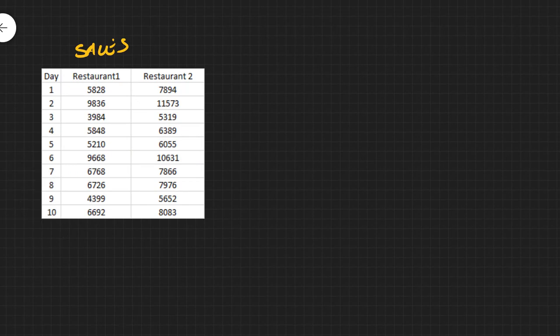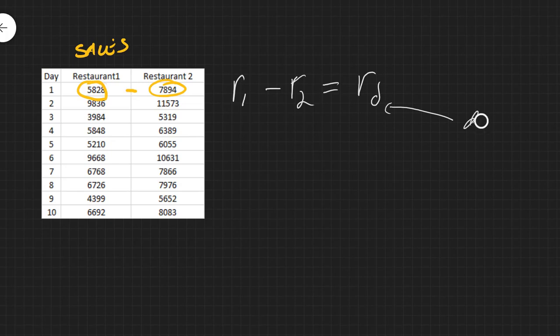What we want to do here is take R sub 1 minus R sub 2, restaurant 1 minus restaurant 2. I'm going to take this one and subtract this one. On any particular day I do R sub 1 minus R sub 2, and I'm going to get R sub D, where D means the difference between restaurant 1 and restaurant 2.